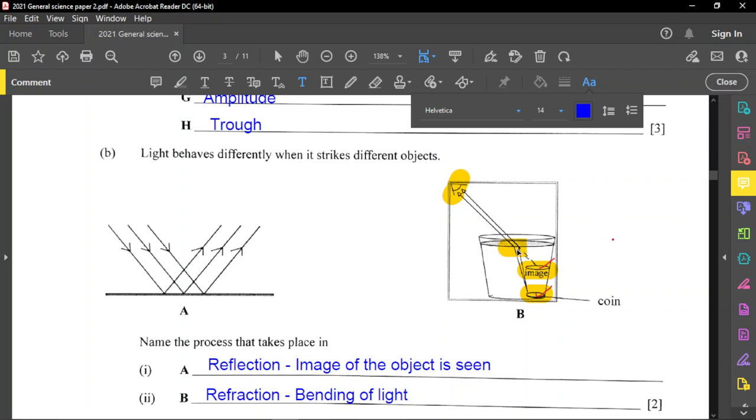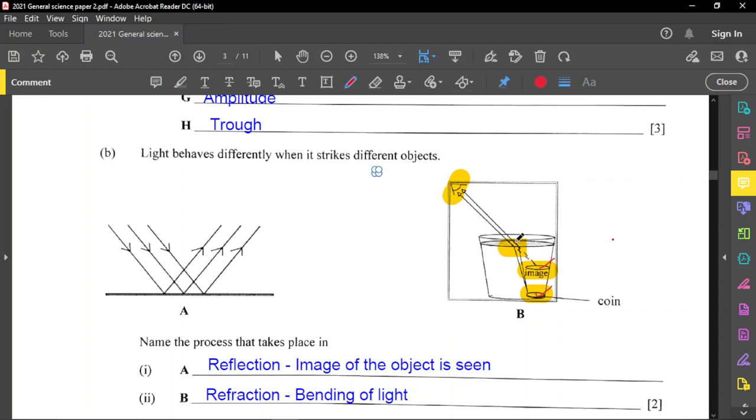You notice where bending is taking place. I'm pointing to right here now. Bending takes place at the surface of the water. Just to make mention of that, and you need to know that. Let me just circle that for you. So this is where bending takes place, at the surface of the water.